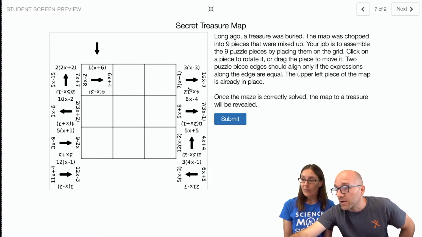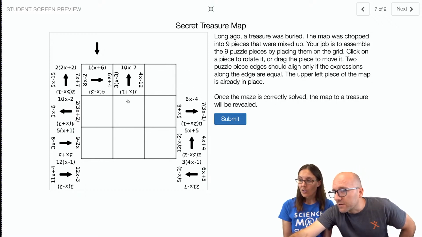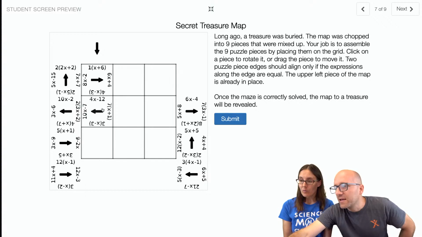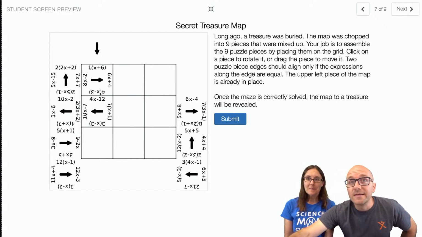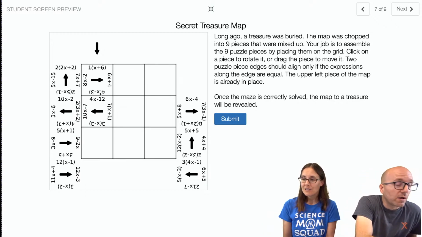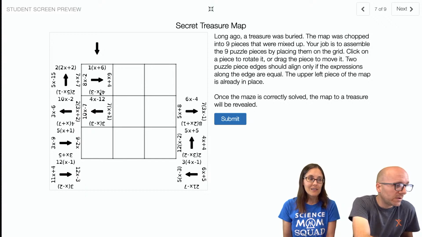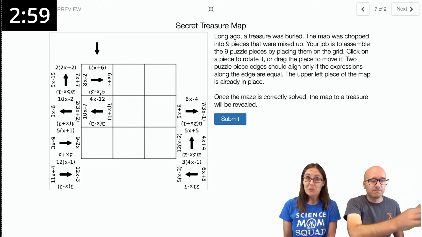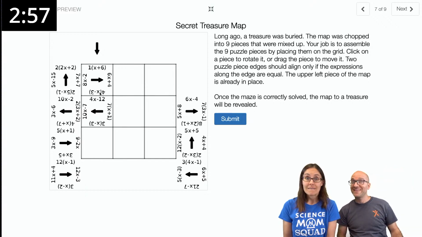So that's actually right over here. I could grab this piece, but I gotta rotate it. You click on it, it will rotate. And they're matched up. All right, I'm going to give everyone a few minutes to work on this, and then you're going to help Science Mom do it. I think this might be a tricky one, Math Dad. Maybe.